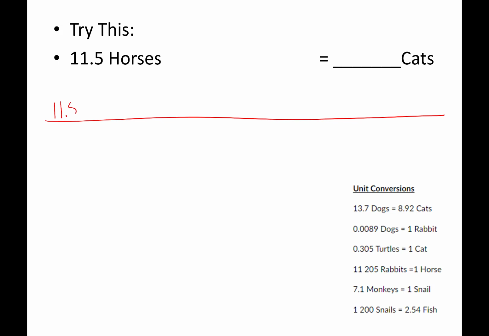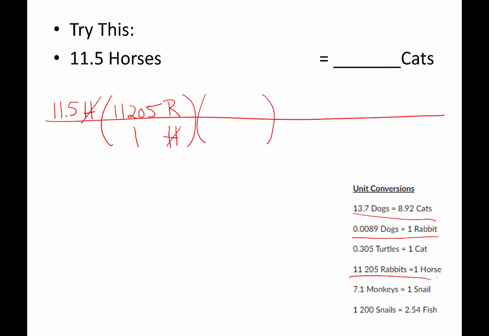Okie dokie, 11.5 horses. And the path I chose to go was horses to rabbits, rabbits to dogs, and then dogs to cats. So multiple TIE fighters. Get rid of horses. Go to rabbits. One horse is 11,205 rabbits. I'm done with horses. Cross those out. Next, rabbits to dogs. Get rid of rabbits. Go to dogs. One rabbit is 0.0089 dogs.